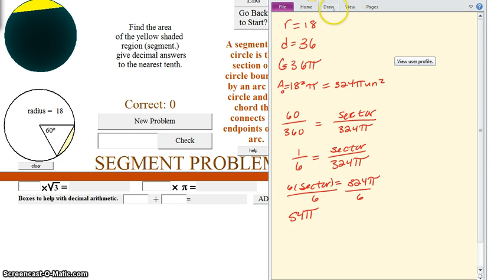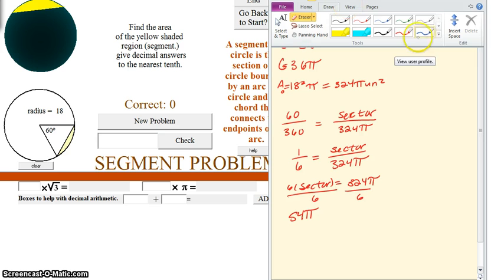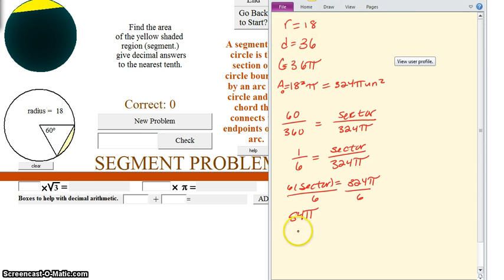At this point, if you're not squaring your units, I don't know what to do. You really have to be squaring your units. 54 pi units squared. These are area units. And now I need the area of an equilateral triangle with side lengths 18.